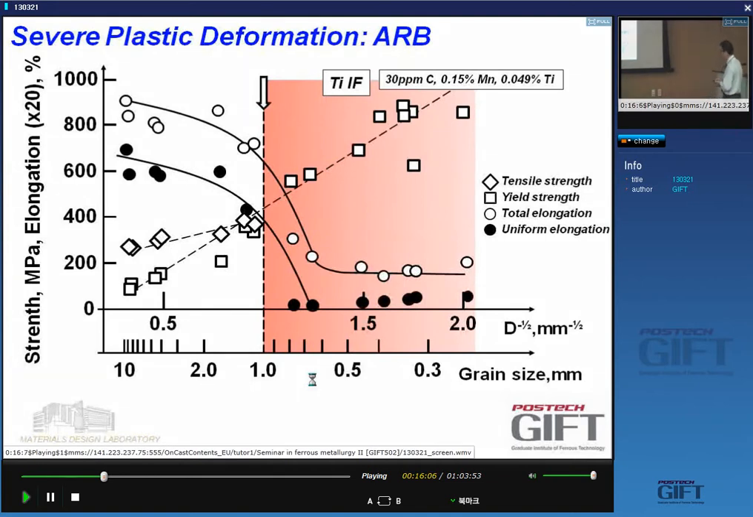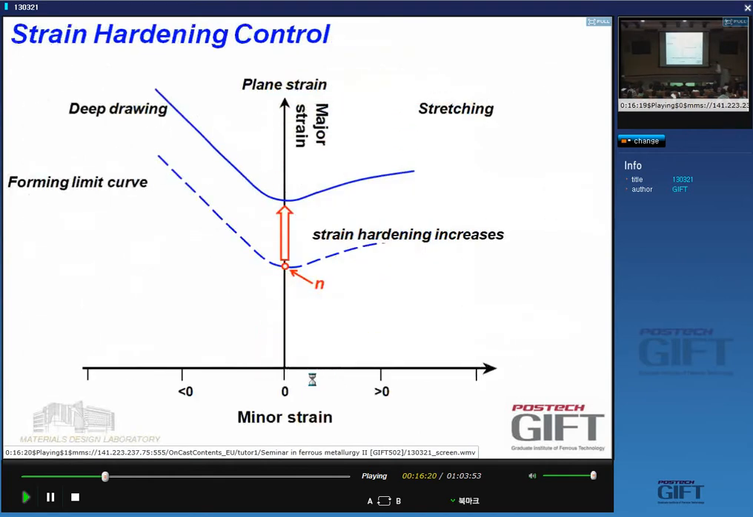And your material doesn't break in a brittle fashion. There is still some total elongation. But the deformation is purely diffuse, yes? And that makes the material basically totally incompatible with press forming, yes? Because the first thing a press forming person looks at is what is the FLD diagram of this material.